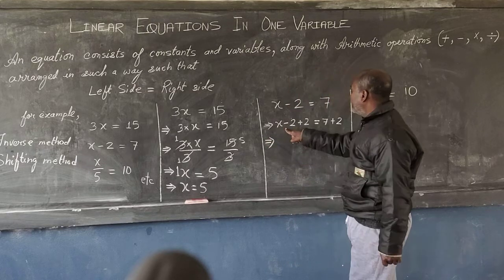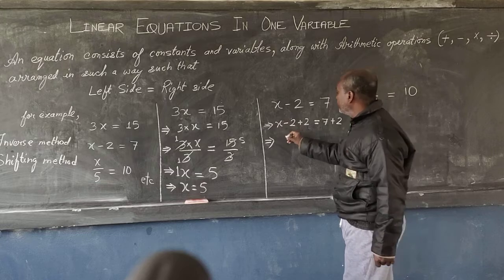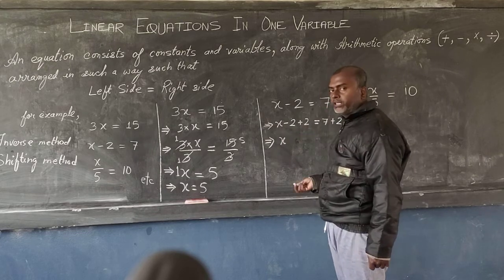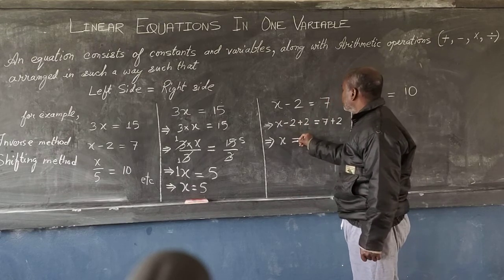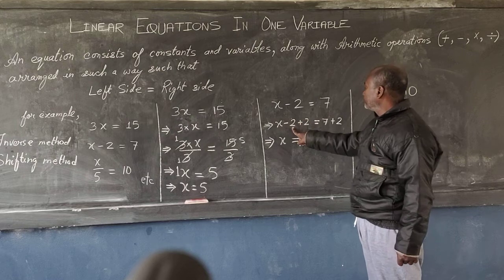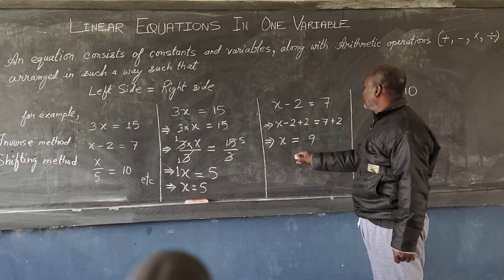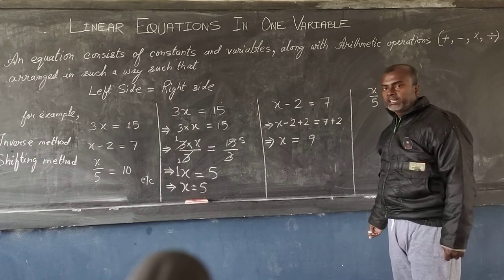Okay. Now minus 2 and plus 2. It is like giving 2 and taking away 2. So what will remain? 0. So x plus 0, no need to write. So here 2 is removed from the left side. Now, on the right side, 7 plus 2 is 9. So the x value is 9. See, as simple as that.